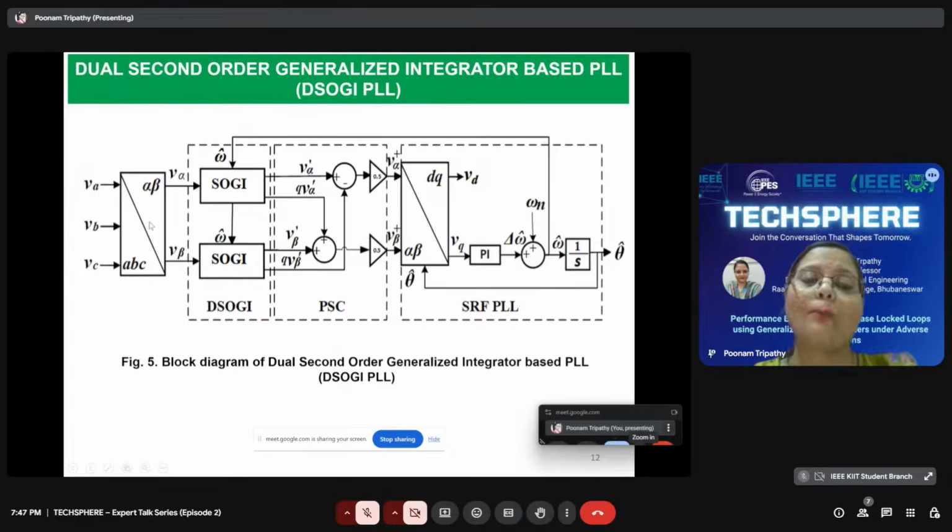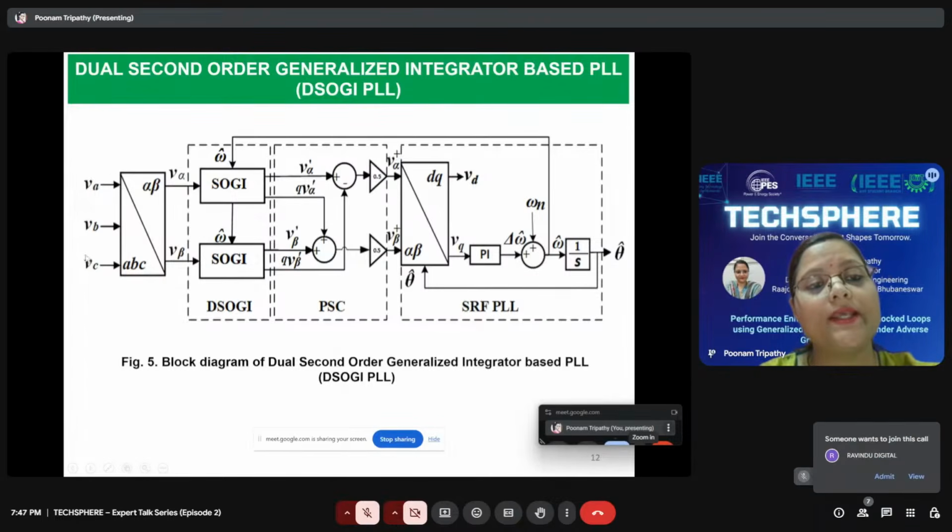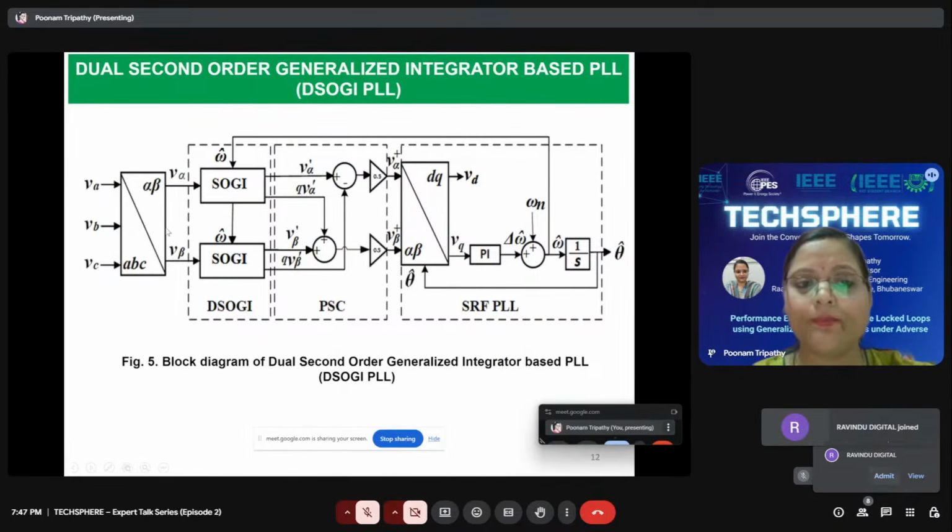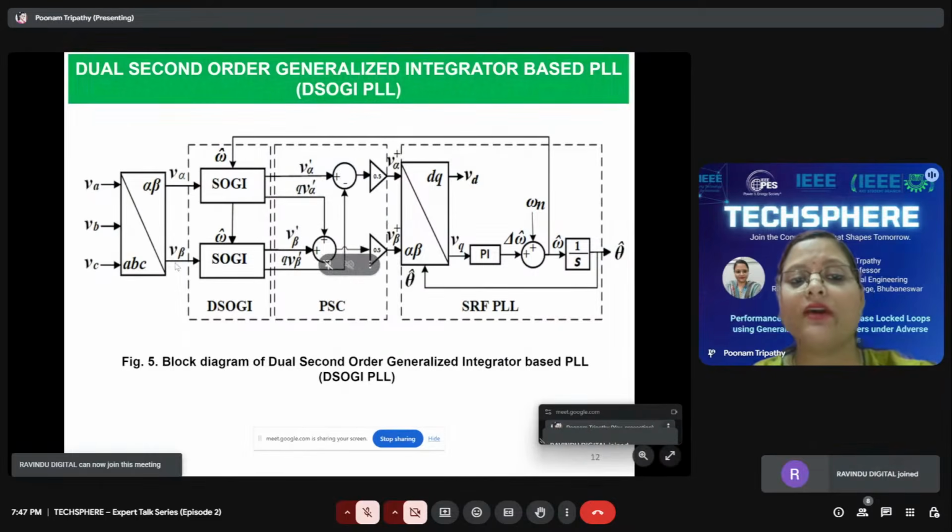So here the operation is as follows. Initially, the three-phase grid voltages, that is VA, VB, VC, are converted from the ABC or the natural reference frame to the alpha beta reference frame, producing the output V alpha and V beta through the help of Clarke's transformation.